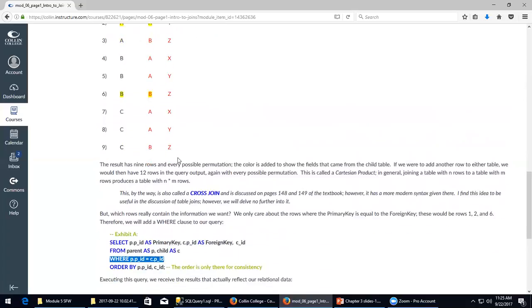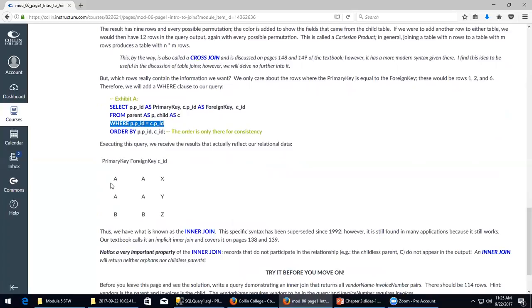So when I put in that where clause, I get that. Parent A has child X, parent A has child Y, parent B has child Z. What about parent C? Didn't have a child. Therefore, he or she just disappears? The answer is yes. That is a property of this type of a join.